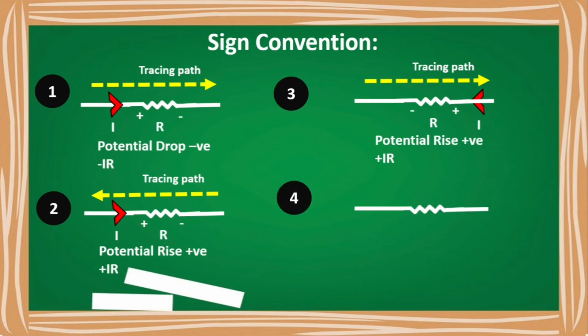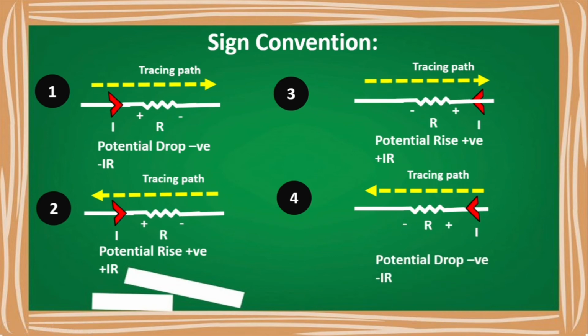Then the fourth condition, and the last condition, is if I consider this current with the same polarity and change the tracing path. Now, if I change this tracing path, I find that where my current entered is plus. That means I am undergoing the higher potential first, then the lower potential. That means there is a voltage drop, a potential drop.